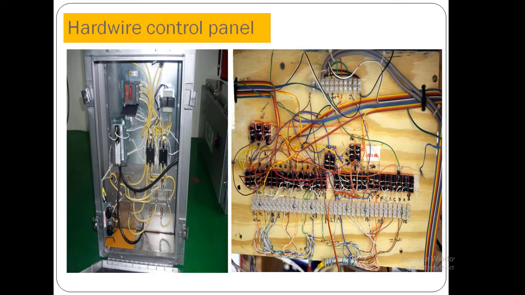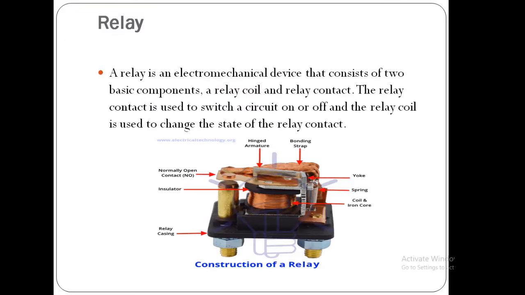It is not being used. It has been replaced by PLC control system. Relay is a very important thing in PLCs, and it is used for switching purpose. It is an electromechanical device that consists of two basic components, a relay coil and a relay contact. The relay contact is used to switch a circuit on or off, and the relay coil is used to change the state of the relay.